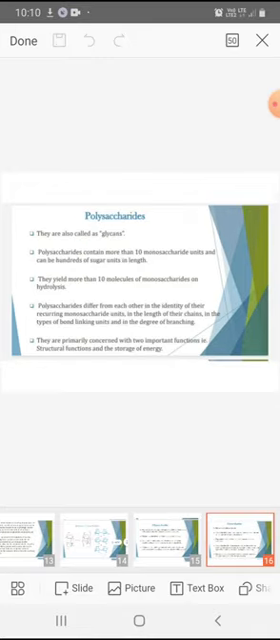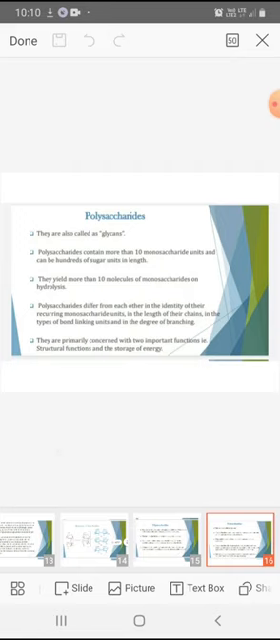Then polysaccharides. Next one is polysaccharide. They are also called glycans. The polysaccharide contains more than 10 monosaccharide units and can be hundreds of sugar units in length. They yield more than 10 molecules of monosaccharide on hydrolysis.